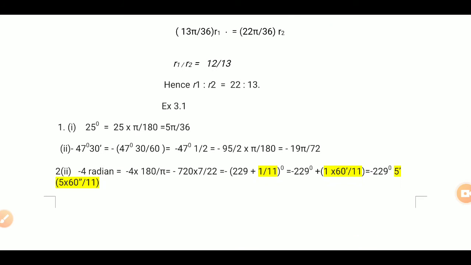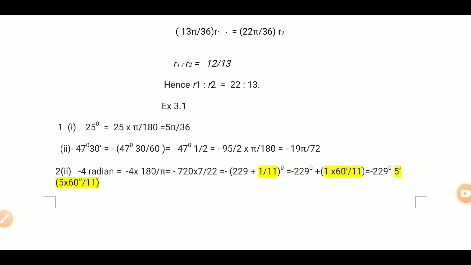Now there are some few examples from exercise. Question 1. Conversion of 25 degree into radian. We multiply it by pi by 180. So after cancellation we get 5 pi by 36 radian.